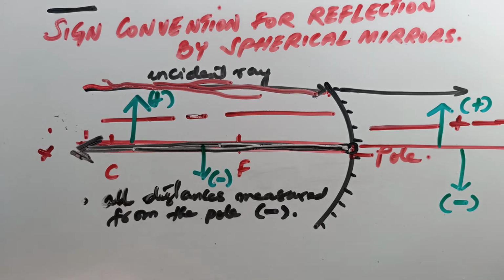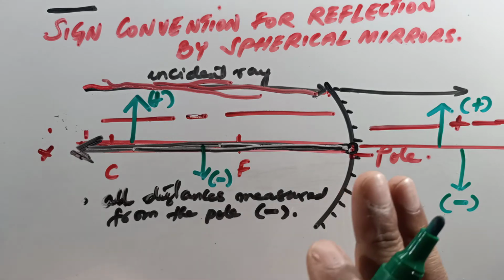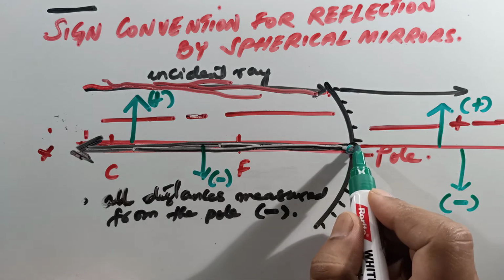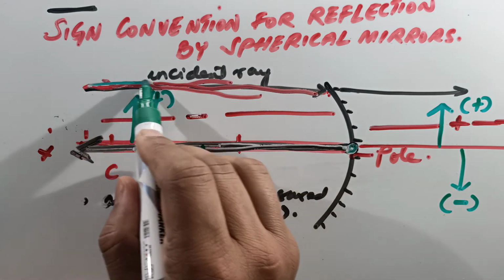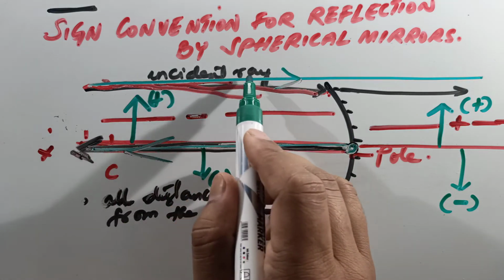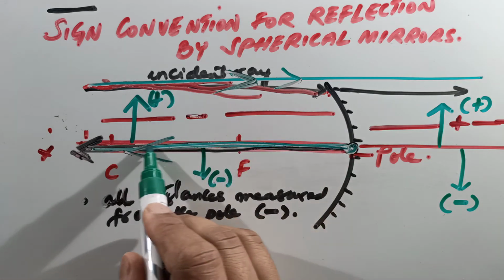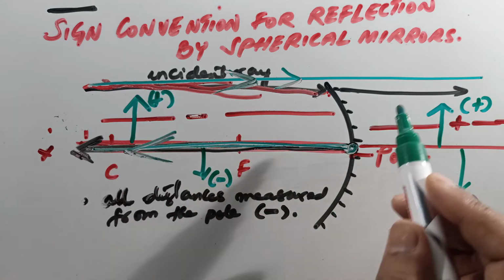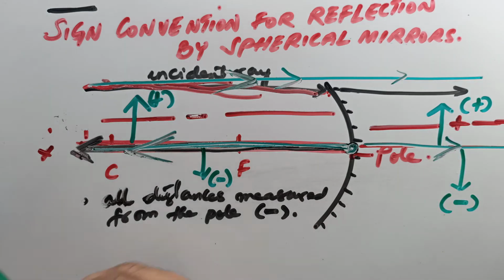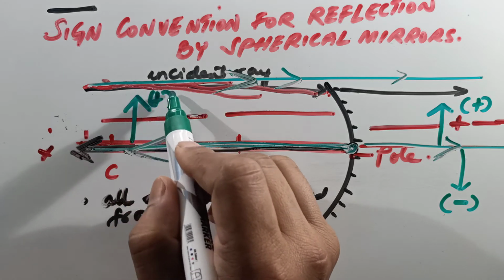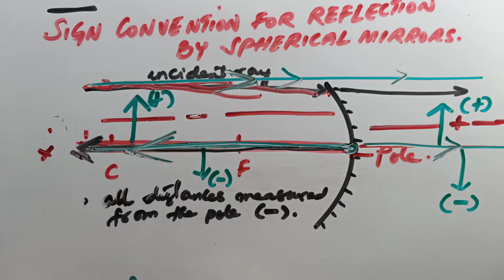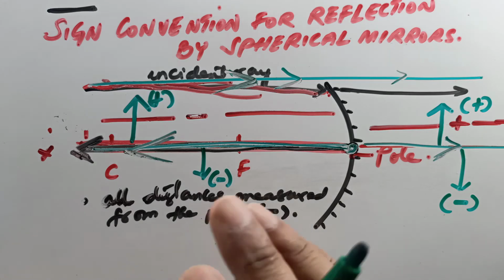So please keep in mind that when it comes to sign convention, point one, all distances are measured from the pole. This is the incident ray, okay? If you are measuring against the direction of the incident ray, it's negative. If you are measuring in the same direction as the incident ray, it will be taken as positive. All distances measured above the principal axis are positive. All distances measured below the principal axis are negative. So these are the two points that you need to keep in mind for sign convention.